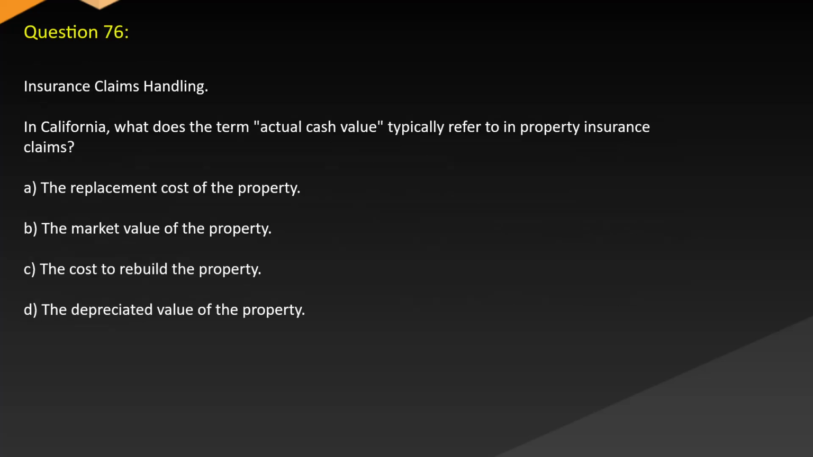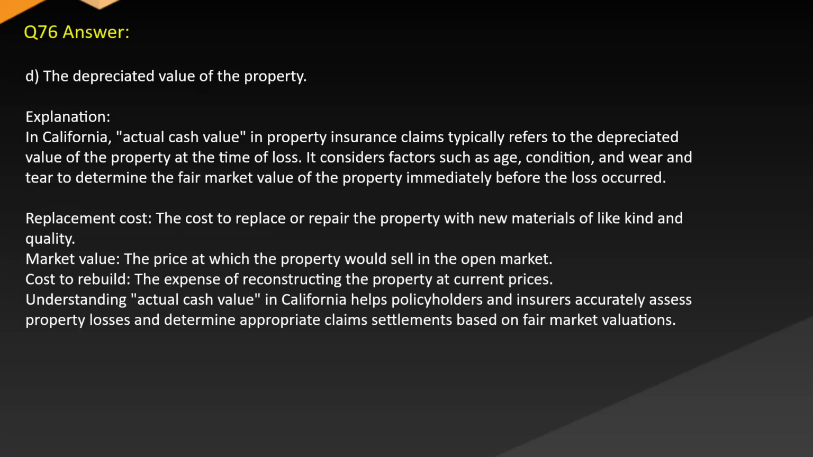Question 76. Insurance claims handling. In California, what does the term actual cash value typically refer to in property insurance claims? A. The replacement cost of the property. B. The market value of the property. C. The cost to rebuild the property. D. The depreciated value of the property. Answer. D. The depreciated value of the property.